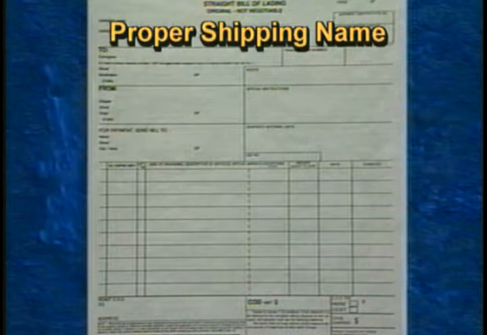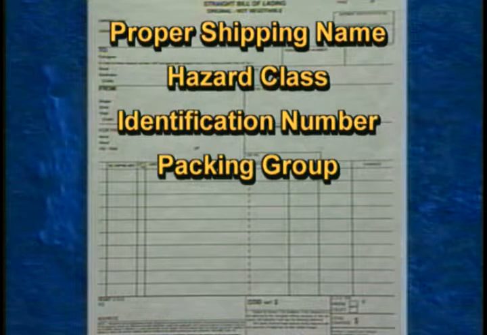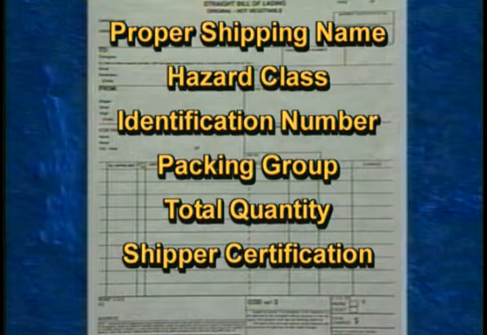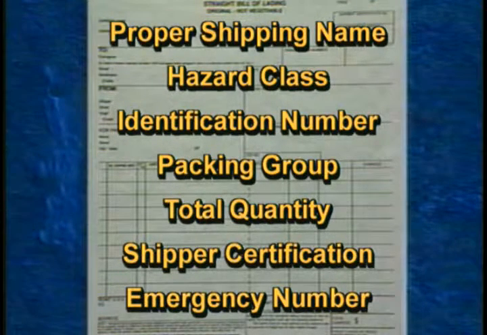In summary, the information that must be included on shipping papers would at least include the proper shipping name, hazard class, identification number, packing group, total quantity, shipper certification when appropriate, emergency response telephone number.